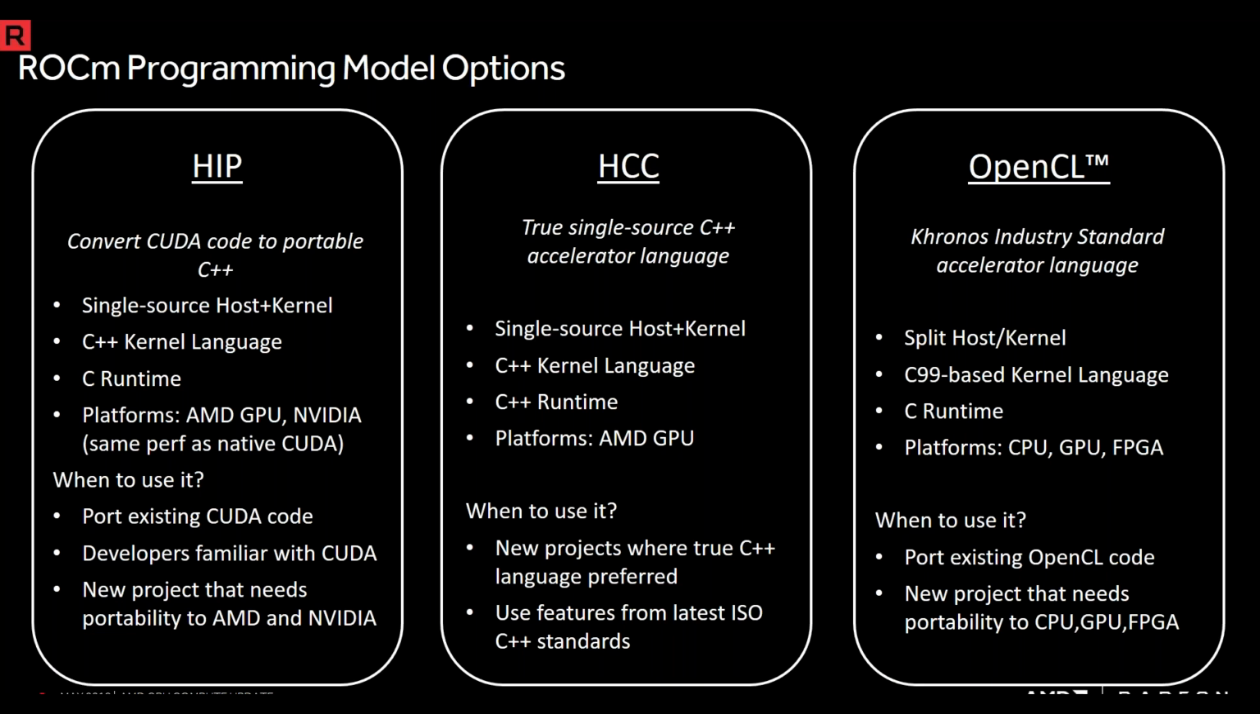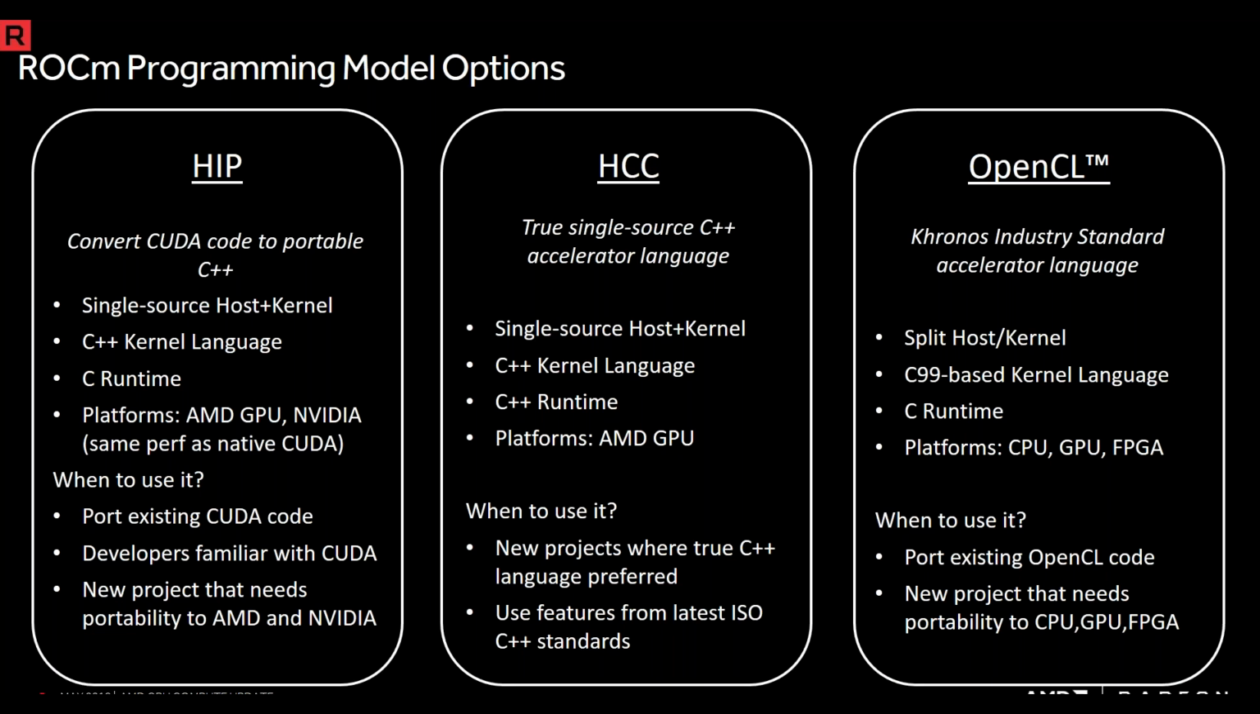So when to use this language? We recommend it when you want to port existing CUDA code. For example, let's say you have Caffe code, which is written in CUDA. You can port it using HIP. Developers who are familiar with CUDA can write there and then convert it to run on AMD. And of course, new projects that need portability to AMD and NVIDIA are maybe another reason to go to HIP.